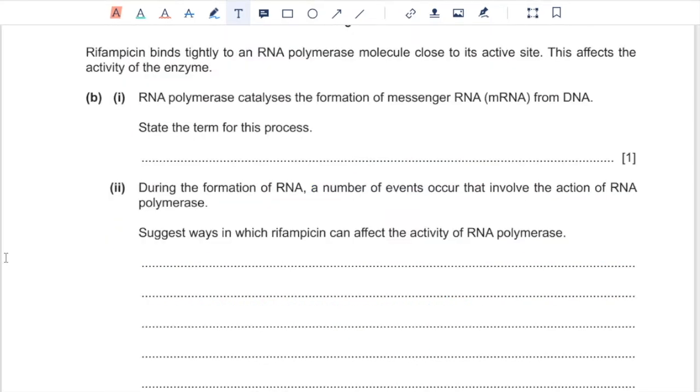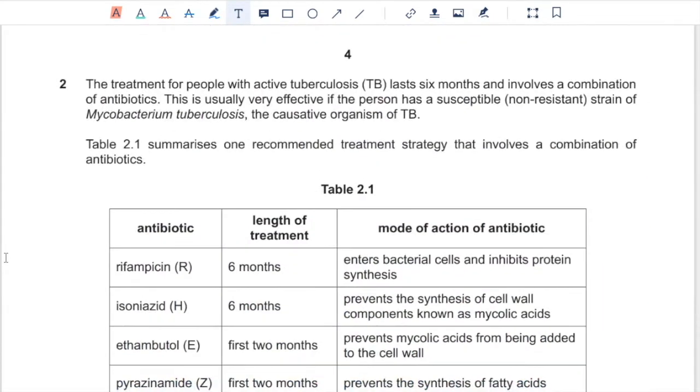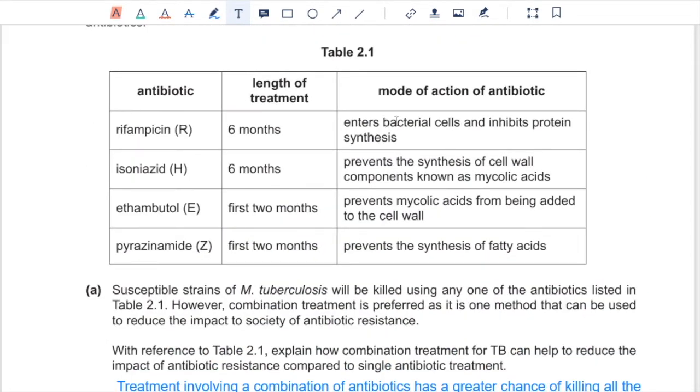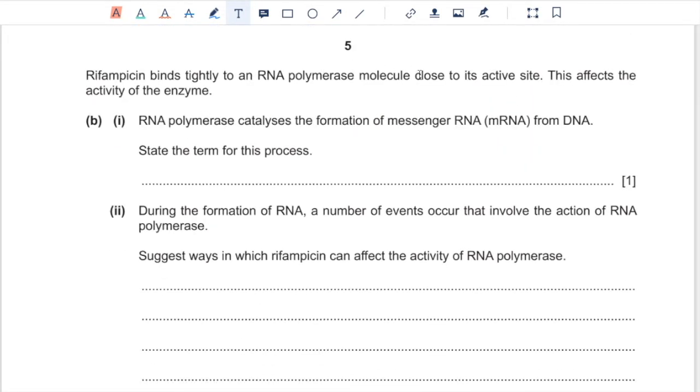Rifampicin binds tightly to an RNA polymerase molecule close to its active site. This affects the activity of the enzyme. Okay, so initially the question mentioned that rifampicin enters bacterial cells and inhibits protein synthesis, and now we're told that it binds to RNA polymerase, but not to the active site, but somewhere close to it. So we can make out that this antibiotic affects some event during the mRNA transcription, since that is where RNA polymerase is required. This affects the activity of the enzyme.